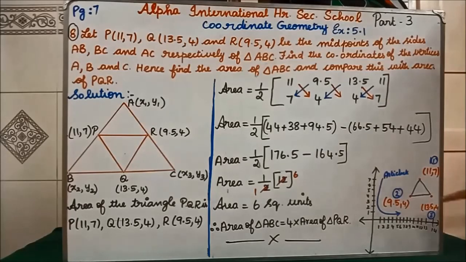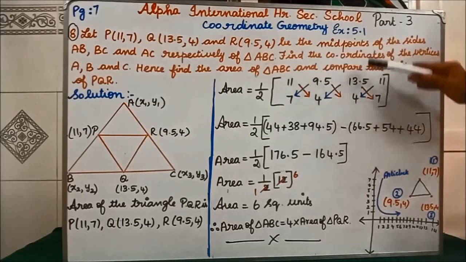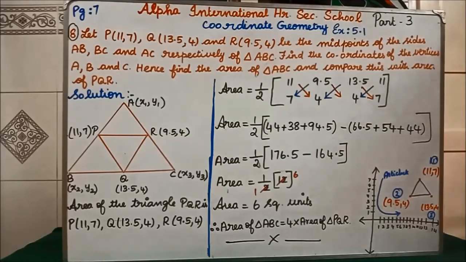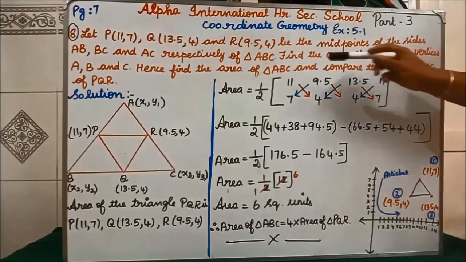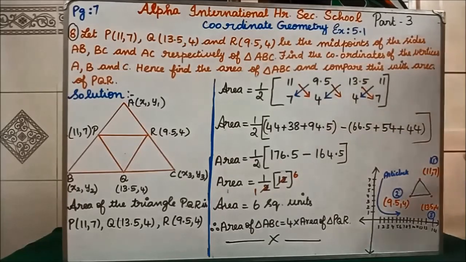Then next 9.5, 4. I have told you after plotting you have to see in the anti-clockwise direction. See, you have to consider the first point. What is the first point? 11, 7. From the first point, what is the second point? 9.5, 4. Then what is the third point? Third one is 13.5, 4. According to that only you have to write this column. Clear? So that only you will get the positive area, otherwise you will get the negative area. Clear? 11, 7. Next vertices is what? 9.5, 4. Next is what? 13.5, 4. Again, one more time you have to write 11, 7.